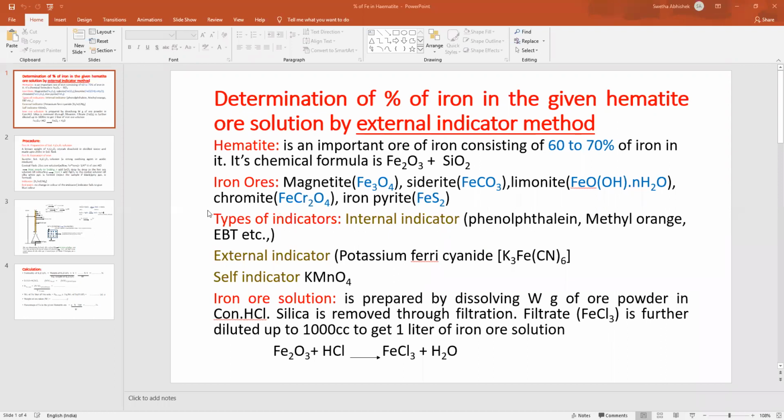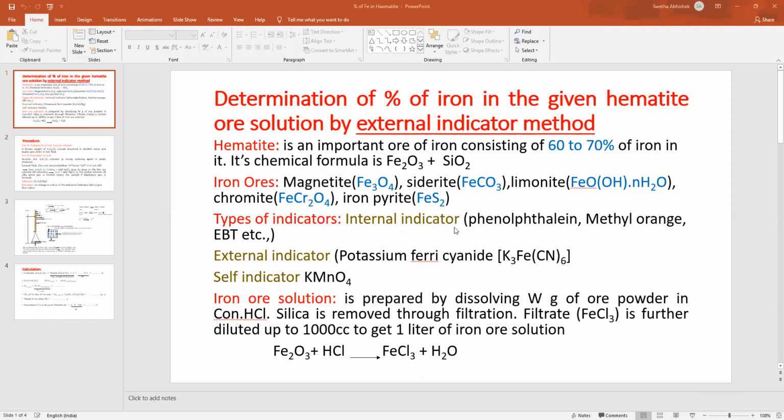There are three types of indicators that are used in titrations, and they are classified as internal indicator, external indicator, and self indicator. Normally we use internal indicators. In most of the titrations we use internal indicators. Internal indicators are those indicators which can be directly added into the conical flask during the determination of endpoint.